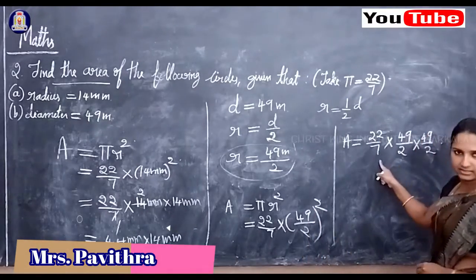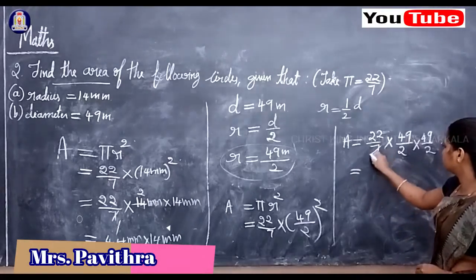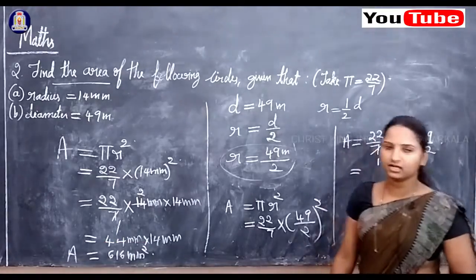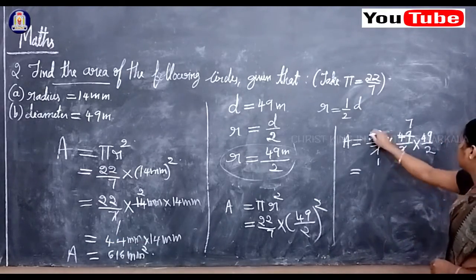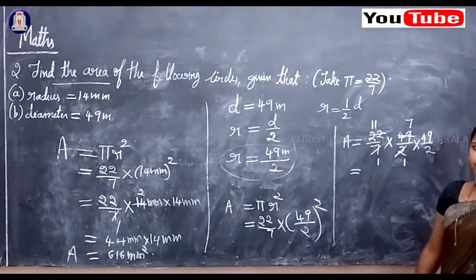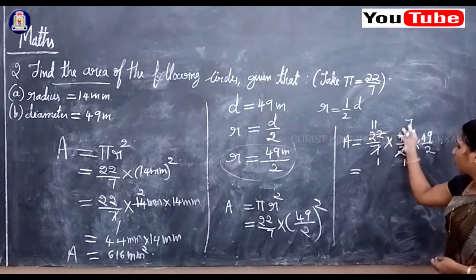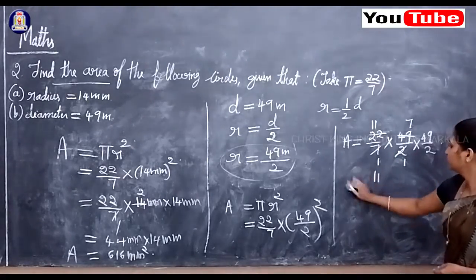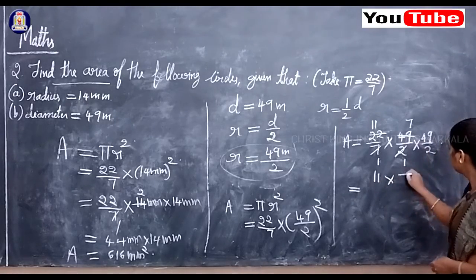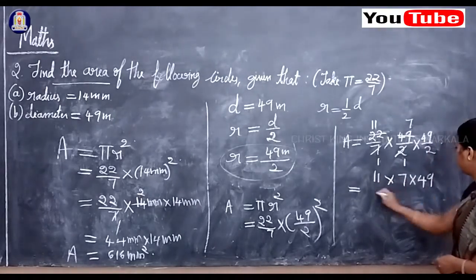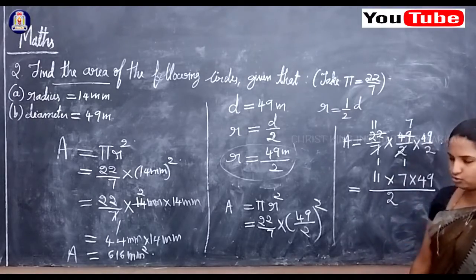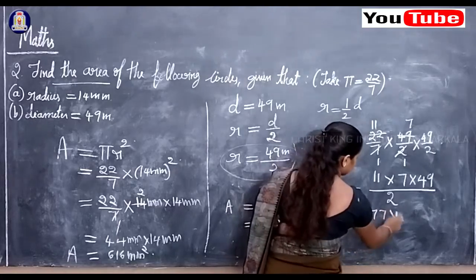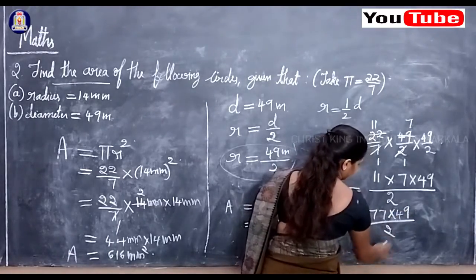So here 7 divides, correct? 7 ones are 7, 7 7s are 49. Similarly 2 1s are 2, 2 11s are 22. So what we'll get? The remaining values are 11, right? 11 into 7 into 49 divided by 2. Okay, so now if I multiply 11 into 7, I'll get 77 into 49 divided by 2.